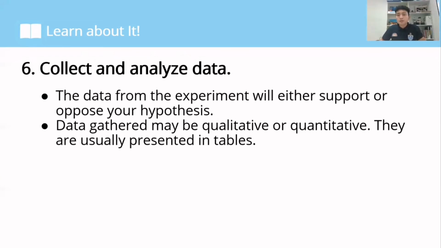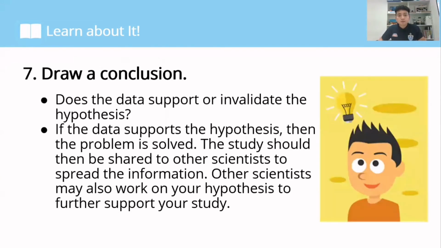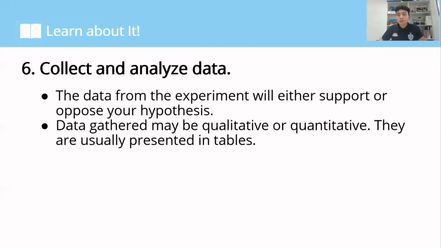Just like in the observation, data gathered may be qualitative or quantitative. A table is primarily used for quantitative data. Data is arranged in columns and rows. The independent variable is usually shown in the left column, while the dependent variable is in the right column. For example, you are studying the changes in the volume of a gas as you increase its pressure at a constant temperature and number of moles.